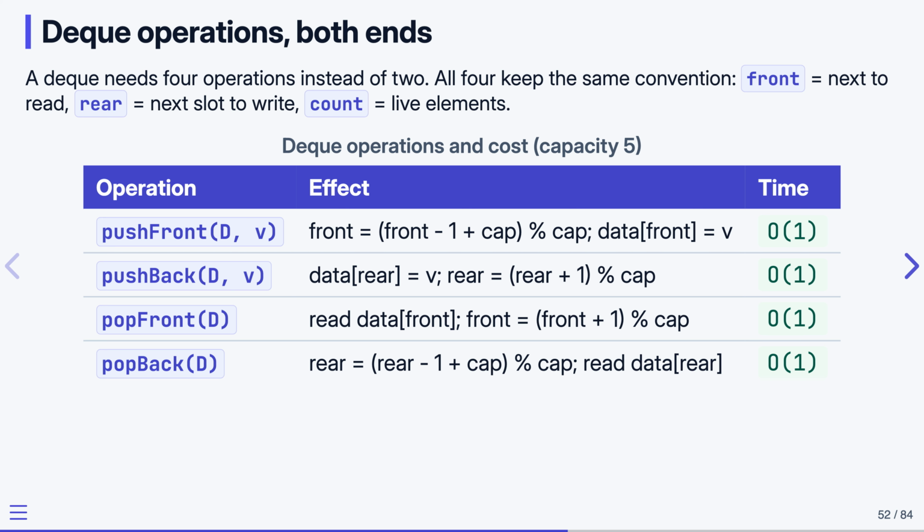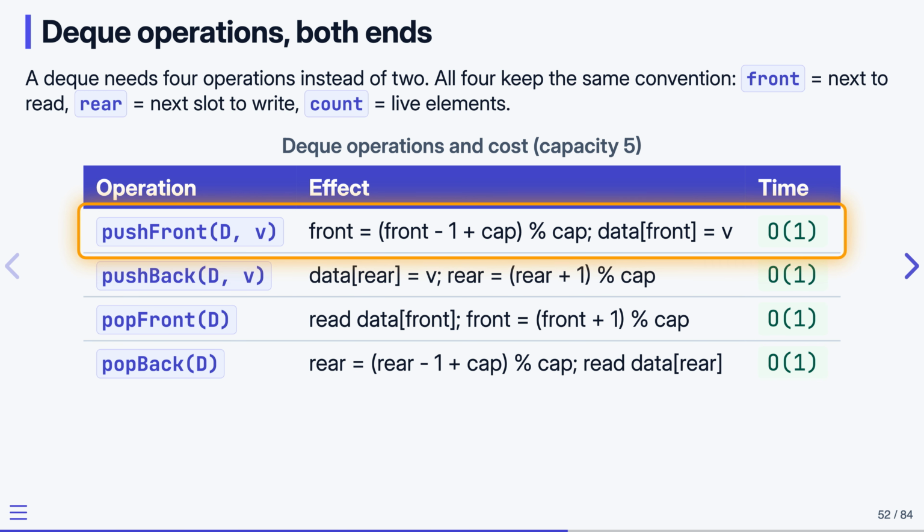A deck needs 4 operations instead of 2 because you can add and remove at both ends. All 4 keep the same convention. Front is the next slot to read, rear is the next slot to write, and count is how many are live. Push front. We move front back first. Front becomes front minus 1 plus capacity, mod capacity, then store the value there. It is big O of 1.